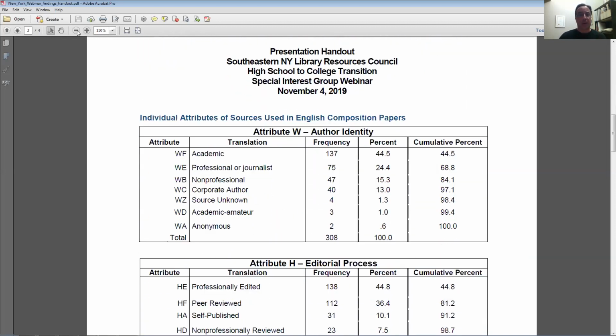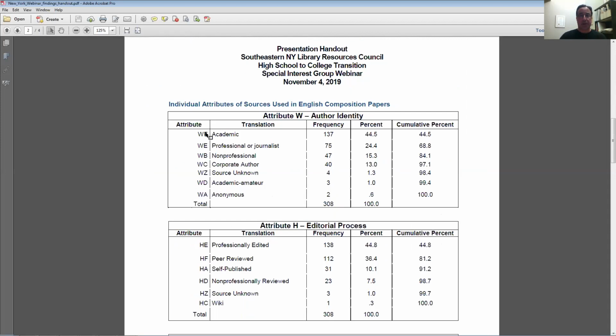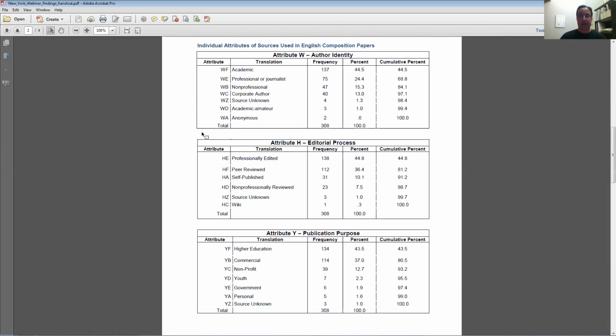Moving on, and I'm going to minimize this a bit more, so I hope I can get all three. I hope everyone can see this still. Besides looking at all of the resources, we also broke up the different types of attributes based on author identity, editorial process, and publication purpose.